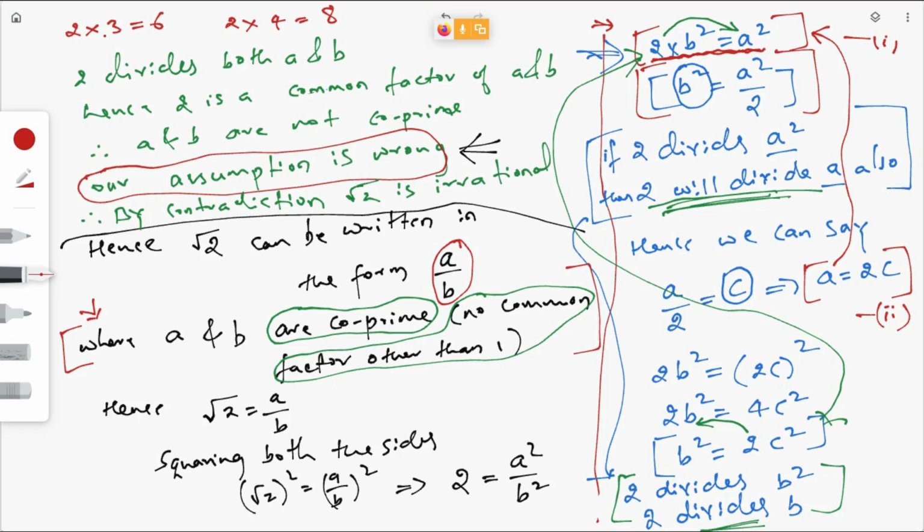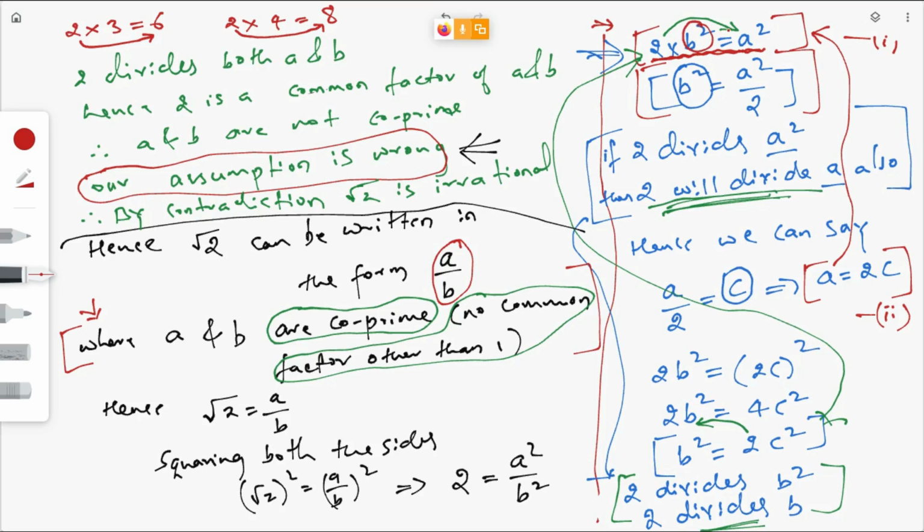See here. 2 into 3 is equal to 6. If 2 into 3 is equal to 6, then 2 divides 6. Yes or no? 2 divides 6 completely. Similarly, 2 into 4 is equal to 8, so 2 divides 8 completely. Right? So similarly, 2 into b square is equal to a square.